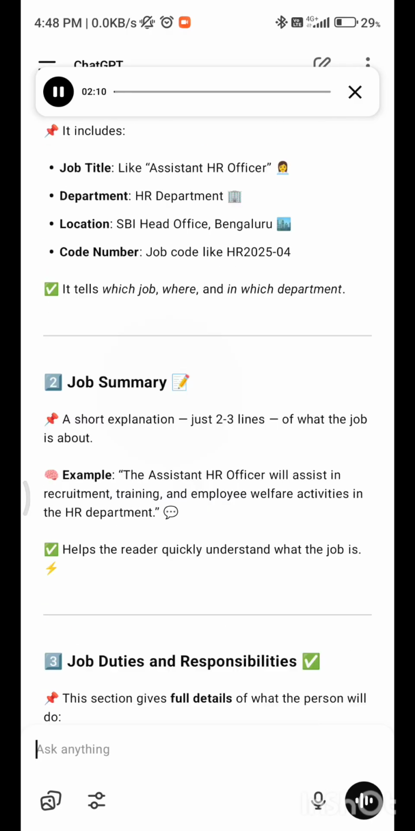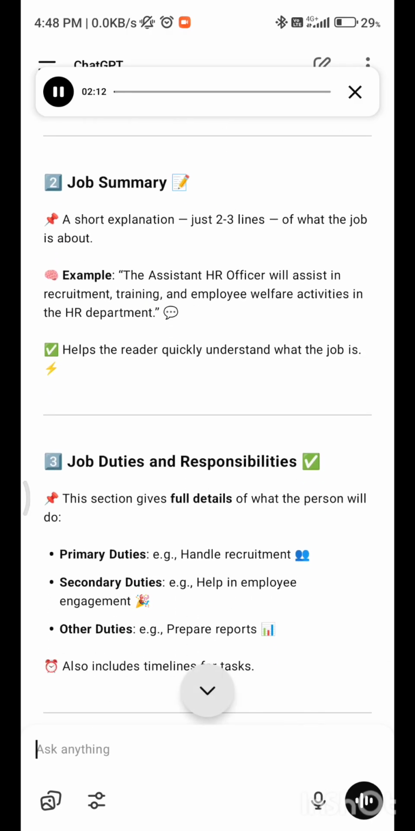2. Job summary. A short explanation, just 2 to 3 lines, of what the job is about. Example, the assistant HR officer will assist in recruitment, training, and employee welfare activities in the HR department. Helps the reader quickly understand what the job is.